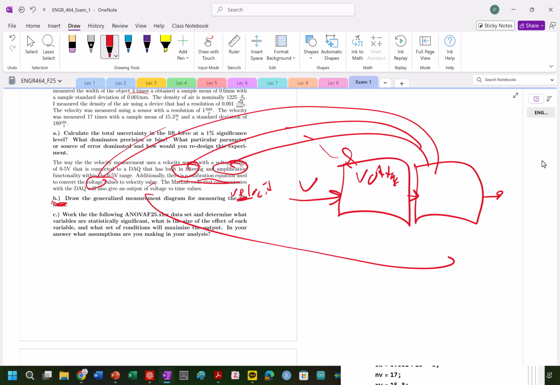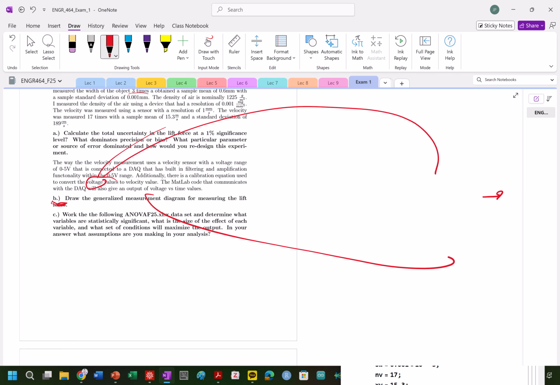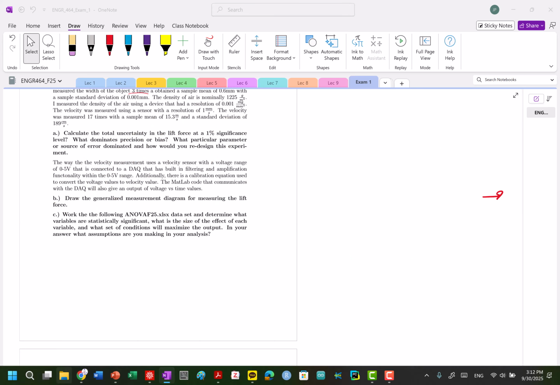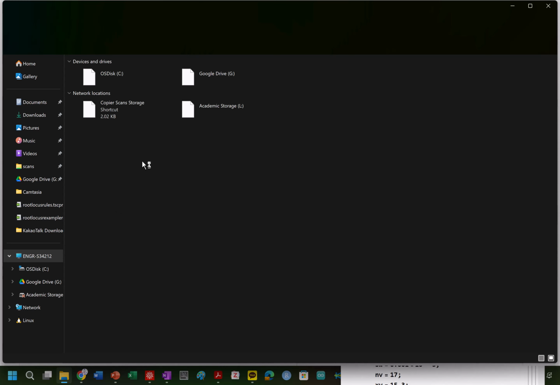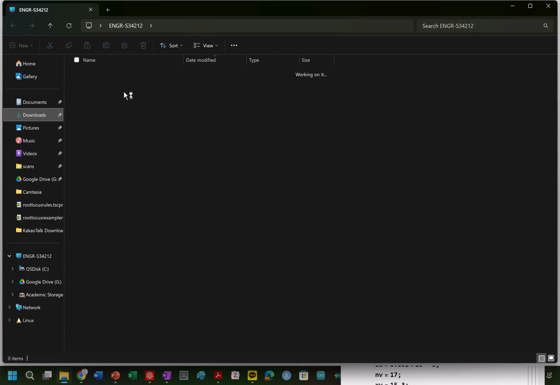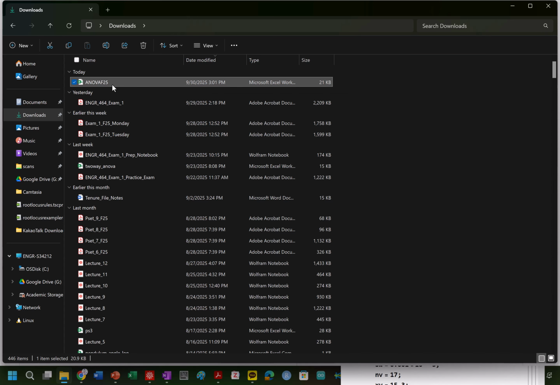But that's it. Finally, we're working with an ANOVA data set. So let's look at our ANOVA data set. I need to look at downloads here. Then let's go ahead and import this data set. So I've got my ANOVA, and I want to import the data.